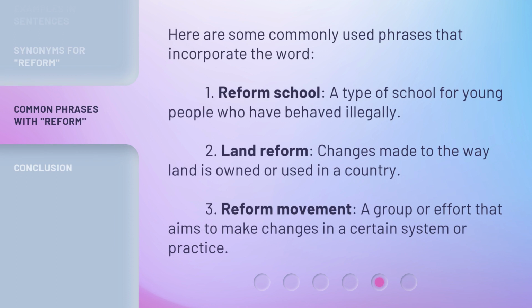Here are some commonly used phrases that incorporate the word. 1. Reform school. A type of school for young people who have behaved illegally. 2. Land reform. Changes made to the way land is owned or used in a country. 3. Reform movement. A group or effort that aims to make changes in a certain system or practice.